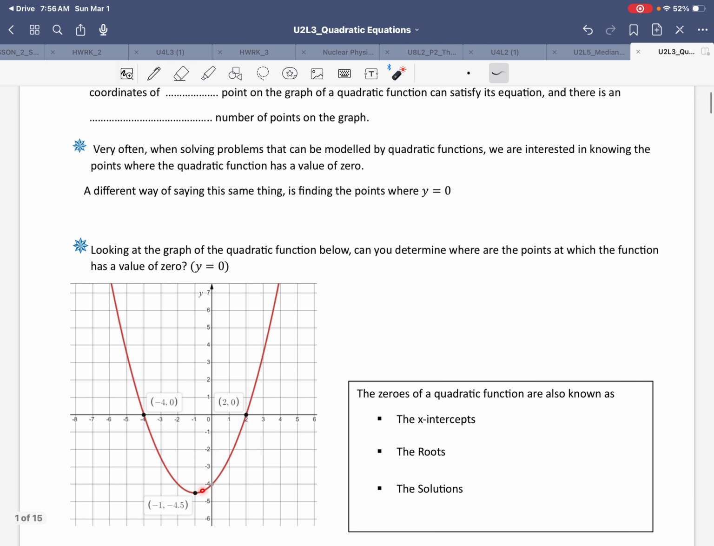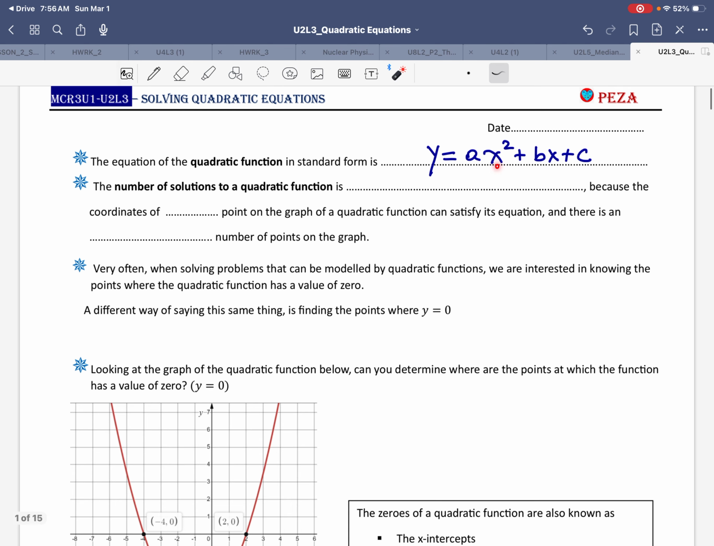And when you think about it, how many points are there on the graph of a quadratic function? It is very hard to count them all because there will be an infinite number of points that lie on this graph, which means that there will be an infinite number of ordered pairs that satisfy this equation. And the ordered pairs that satisfy the equation are the solutions to this quadratic function. So we're going to say that the number of solutions to a quadratic function is infinite. And the reason why is because the coordinates of any point on the graph of the quadratic function can satisfy the equation, and there is an infinite number of such points on the graph.